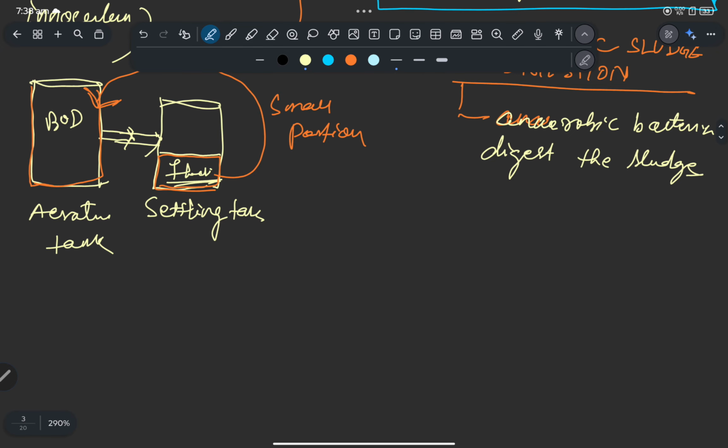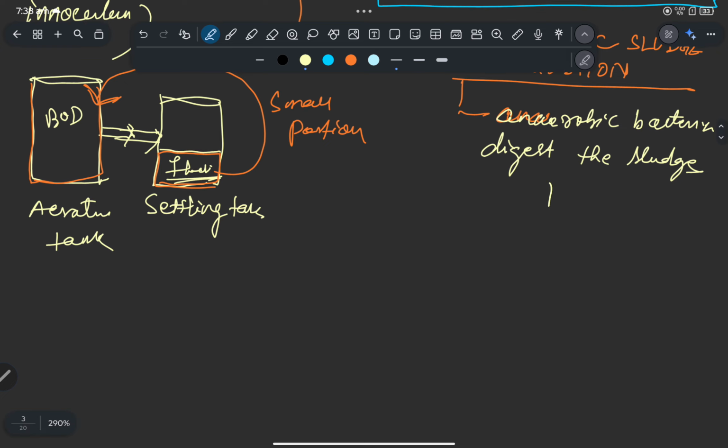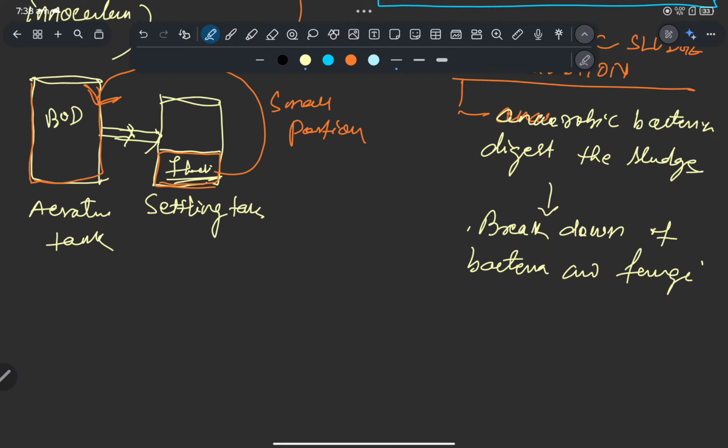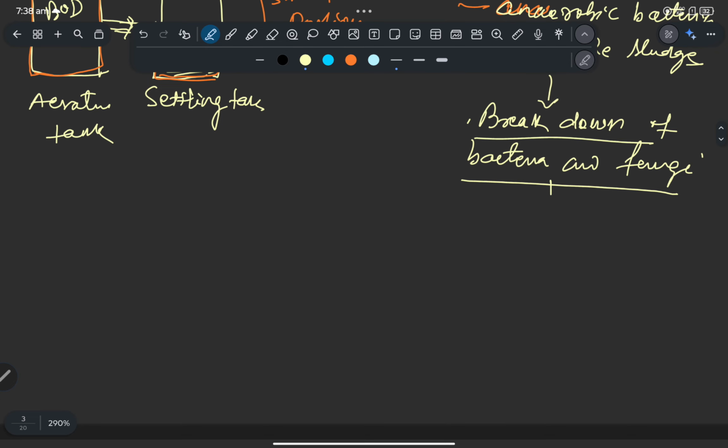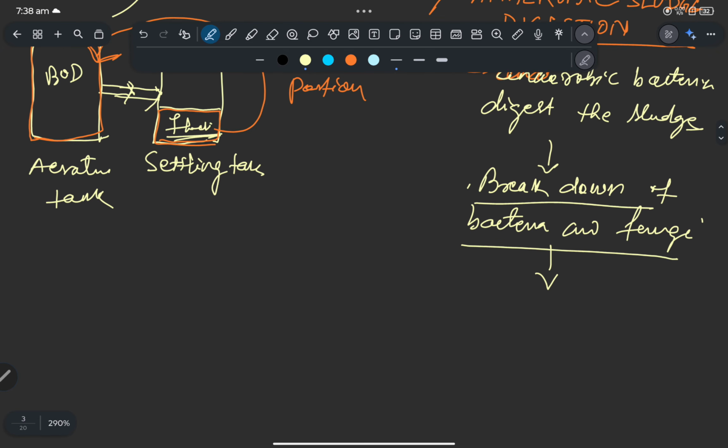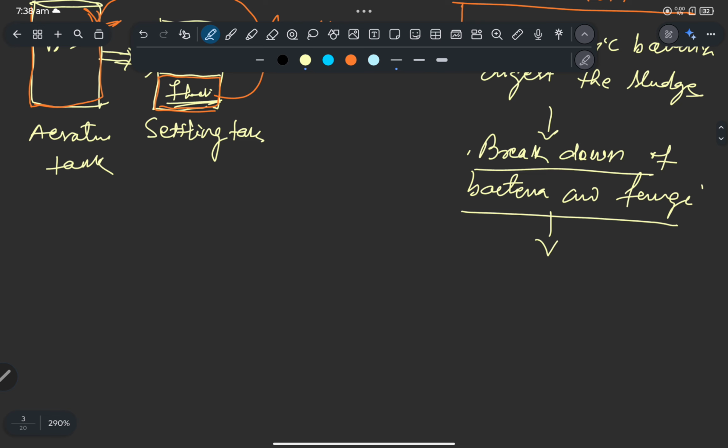The bacteria and fungi which are anaerobic here now breakdown of बैक्टीरिया एंड फंगी. तो यहाँ पर आपका क्या था, फॉक था. फॉक जो था वो फॉक में क्या था आपका, बैक्टीरिया एंड फंगी, उसको ब्रेक डाउन कर दिया जाता है. एंड हियर व्हाट हैपेंस, ड्यू टू एनारोबिक डाइजेशन व्हाट इज प्रोड्यूस, प्रोडक्शन ऑफ biogas. Biogas is produced.